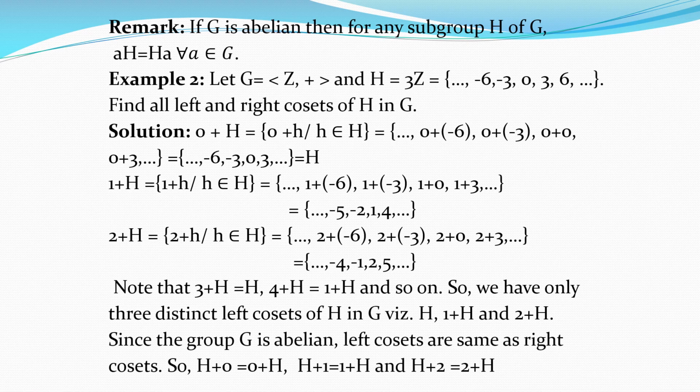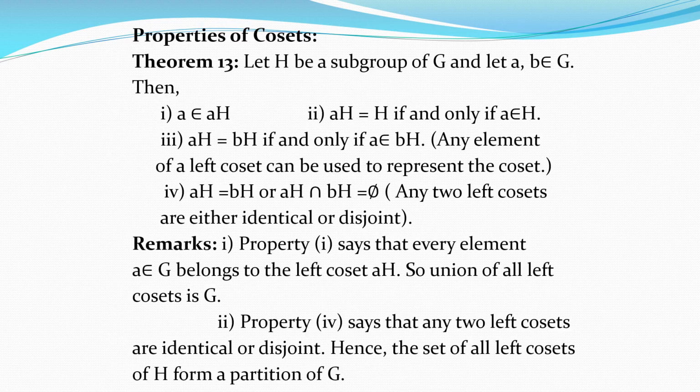Now remark, if G is abelian, then for any subgroup H of G, H equals HA for all A belonging to G. That means if G is an abelian group, then the commutative property holds, and hence the left coset of H in G is the same as the right coset of H in G. Now similar to example 1, here for G equal to Z plus and H equal to 3Z, we can find left and right cosets of H in G, which you can try at home.